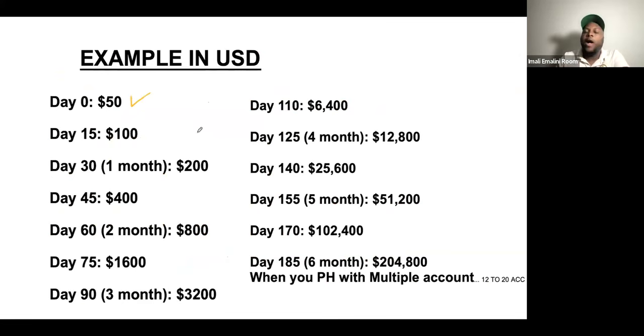$50 on day 1. After 15 days, it becomes $100. Every transaction goes with an EPIN. Now, in 1 month, that is $200. Day 45, that is $400. That's how you multiply it every 15 days.